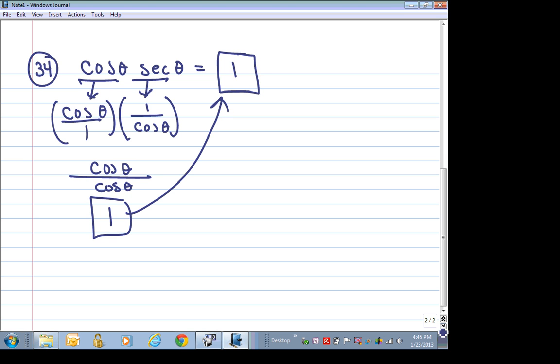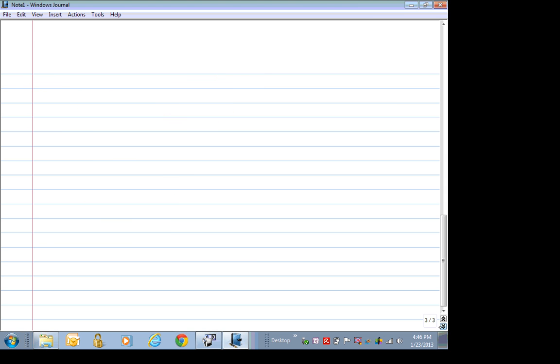All right, let's look at another one. Some little differences in the next one. This one's going to be 36 out of your book. It'll match up with 35 a lot. So this is cotan theta, and they use alpha. I'm just going to use theta because it's easier. Cotan theta times sine theta, and it equals cosine theta.